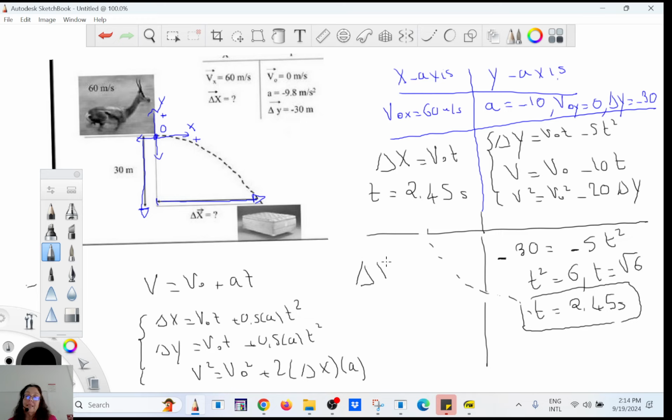So delta x equals initial velocity, which is 60, times 2.45. So delta x equals 147. 147 meters? Do you all agree? Yeah. So this is 147 here, before the antelope hits the ground, before it hits the mattress, because we don't want the antelope to be injured in that experiment.